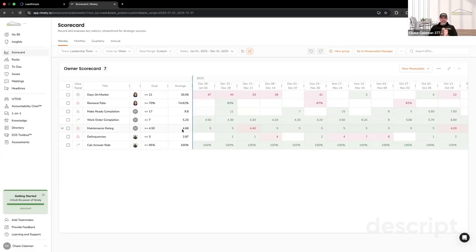We take really good care of the tenants while they're in there. We answer the phone when they call. We do maintenance really well. And that leads to higher renewal rates, which obviously reduce vacancy.